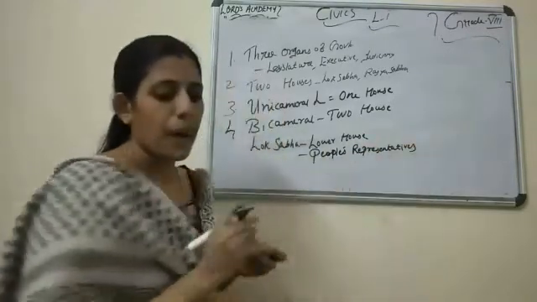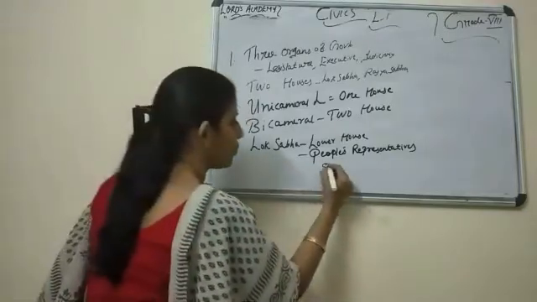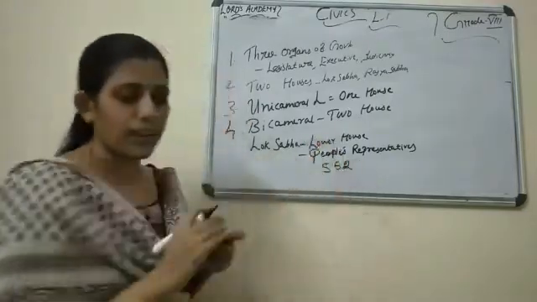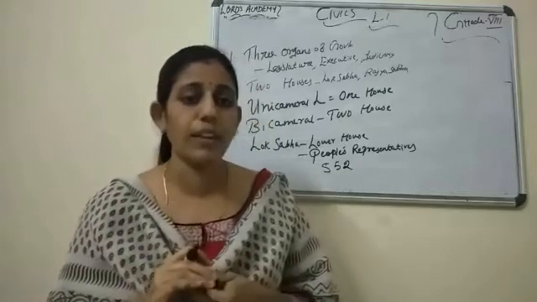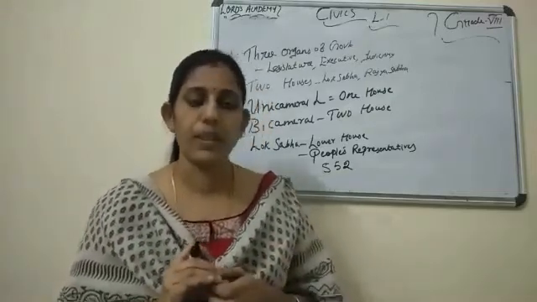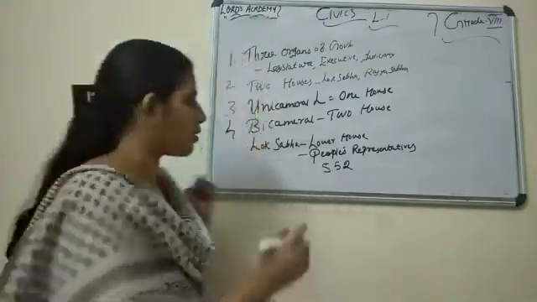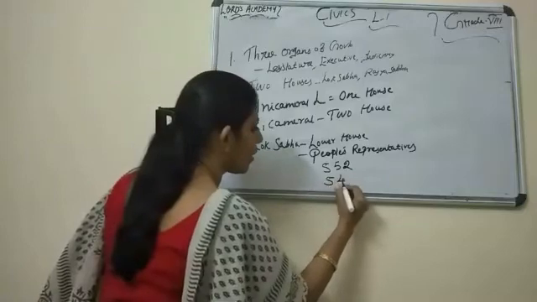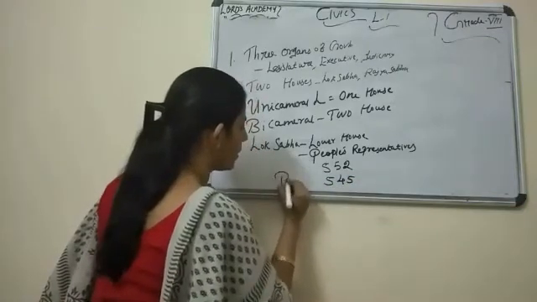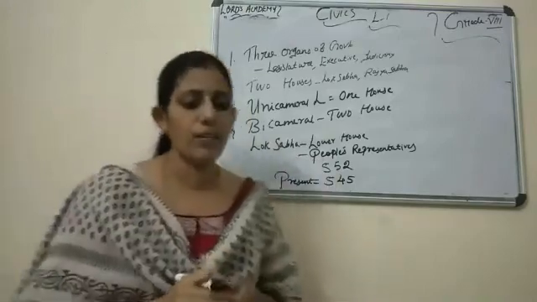Now, what is the maximum number of members of this house? 552. In that, not more than 530 members are directly elected and not more than 20 members represent the union territories. The present strength of Lok Sabha is 545.